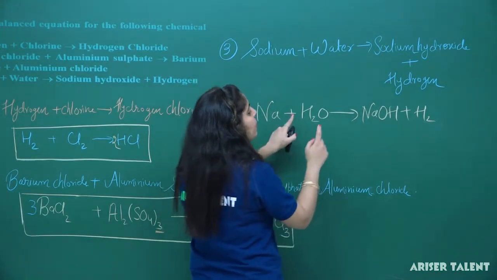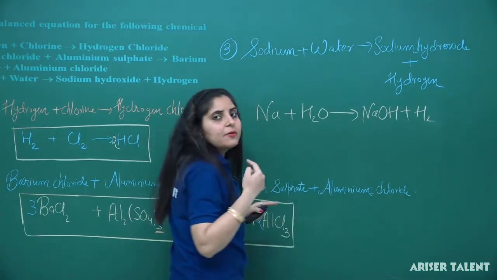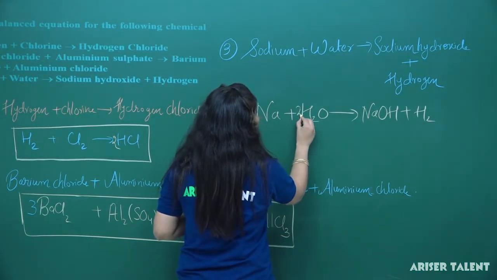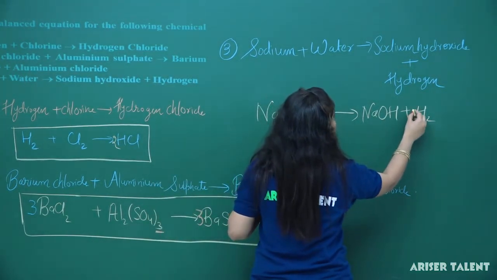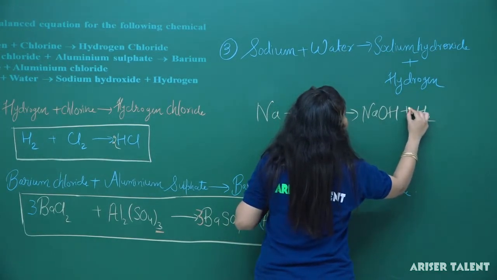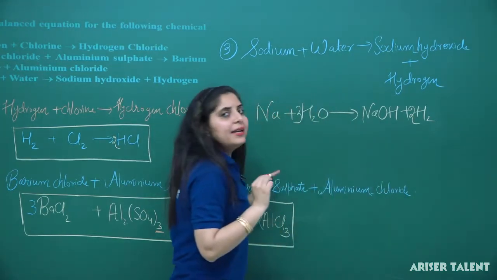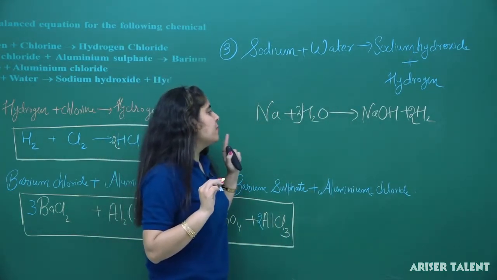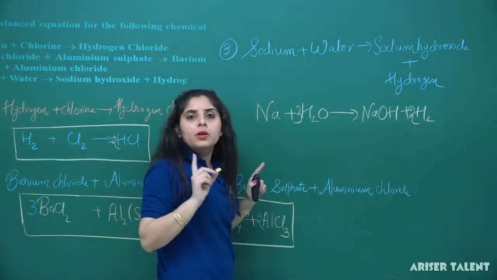So what will we do? We will make it 3 into 2, that is equal to 6. So we will put 3 over here and 6 hydrogen atoms and 2 over here. Now we get the hydrogen in this equation equal to 5. Again we are left with only 1 hydrogen.